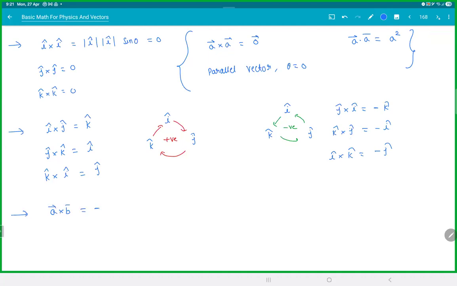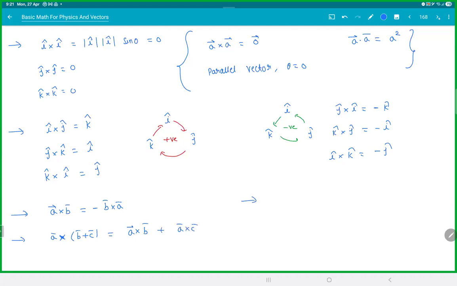a bar cross b bar is minus b bar cross a bar. They're not equal. a dot b was equal to b dot a, not here. a bar cross (b plus c) bar is a cross b bar plus a cross c bar.